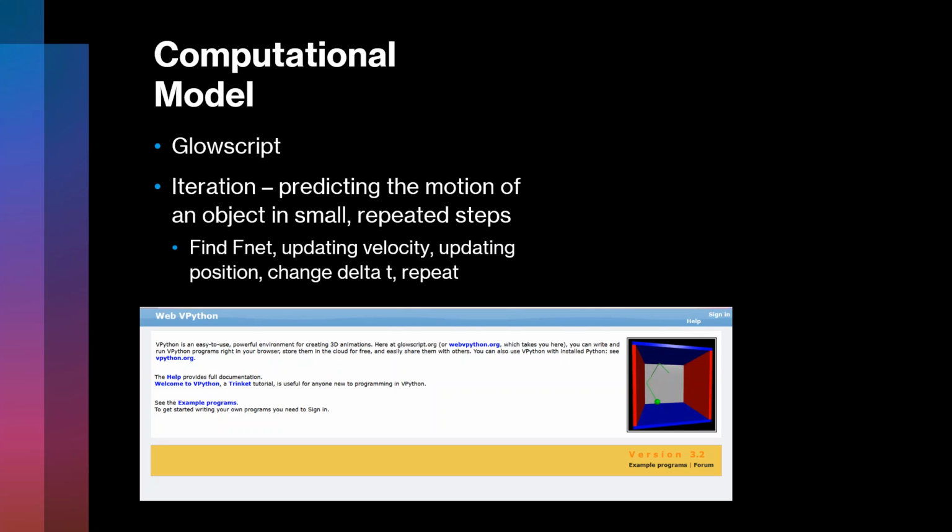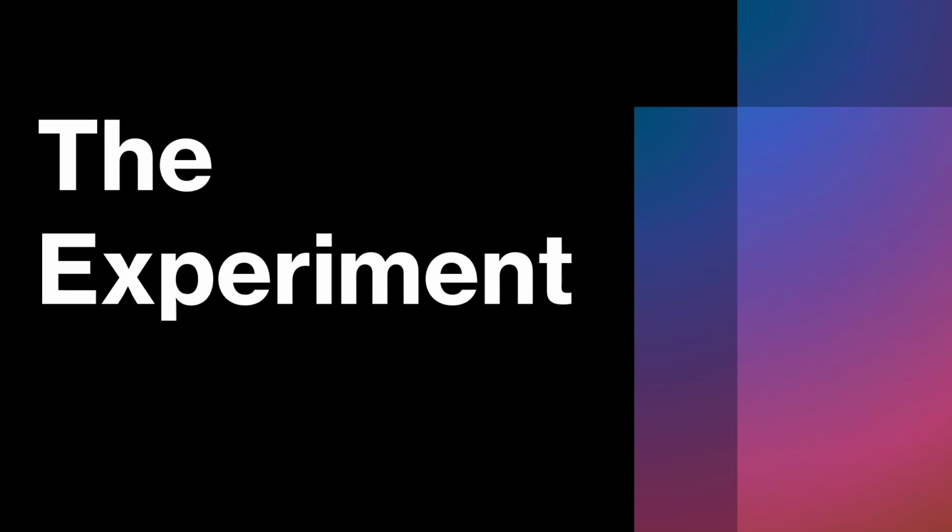The computational model was done using GlowScript, and it involved iteration, which is predicting the motion of an object in small repeated steps. I found the net force, updated the velocity using the velocity update formula, used that new velocity to update the position using the position update formula, changed delta t just a little bit, and repeated the whole process.